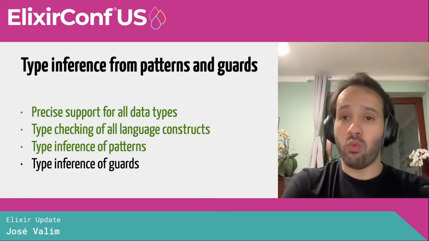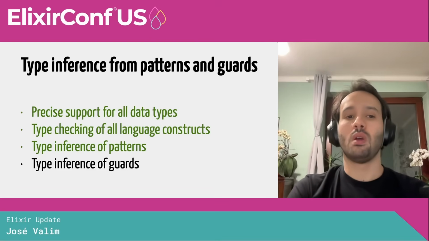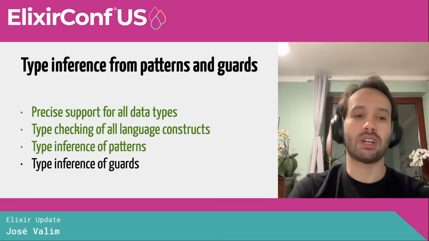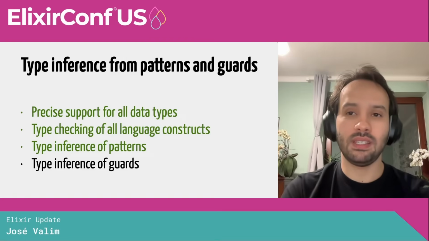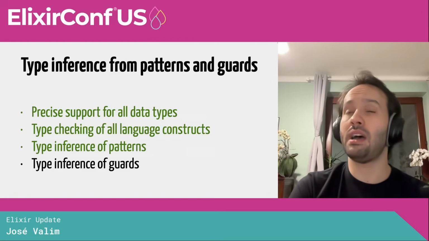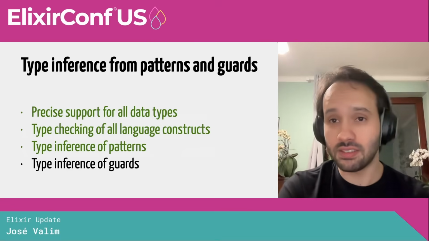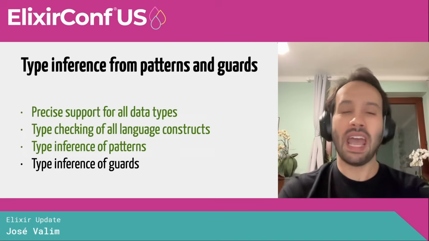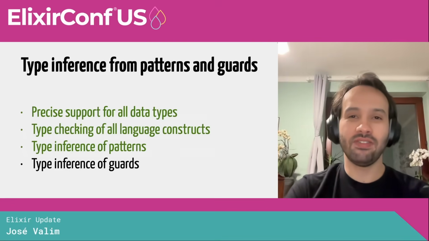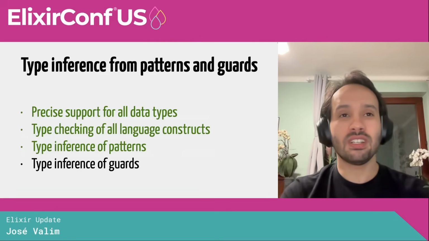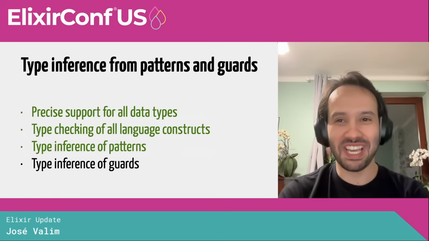And with 1.19, we have precise support for all data types. We have type checking of all language constructs. We have type inference of patterns. And what is missing, and it's something that I was planning to have by 1.19, is type inference of guards, but we don't have it in this release right now. And the reason for this is something that I'm sure never happens in software projects: we had a slight change in scope.